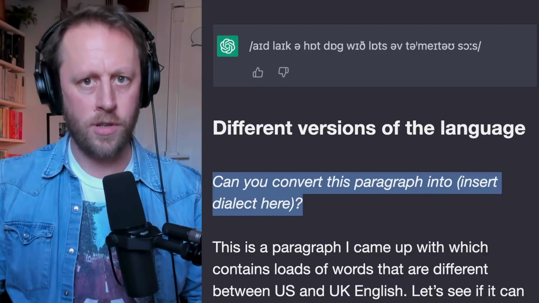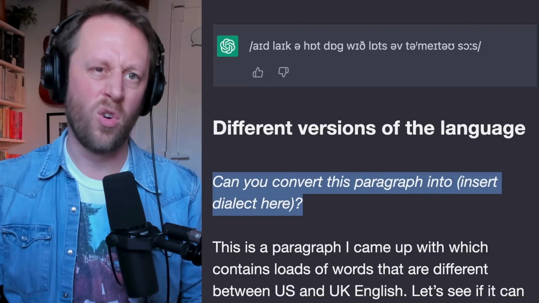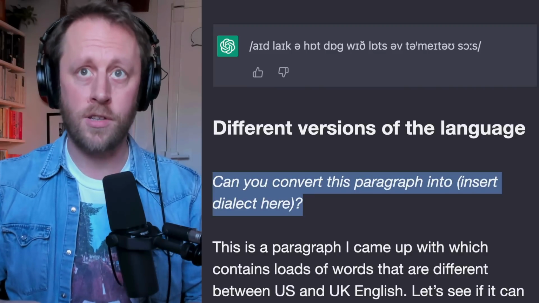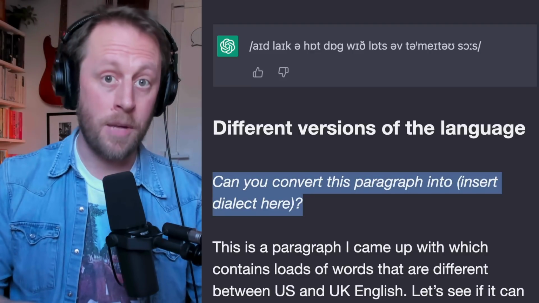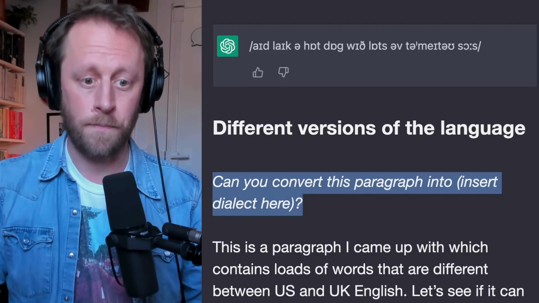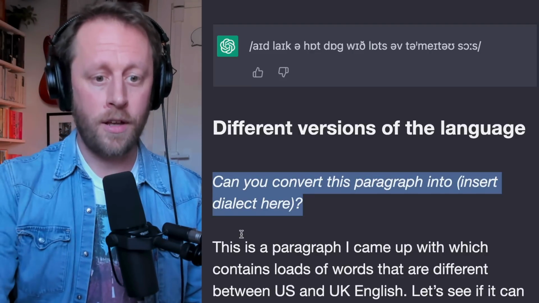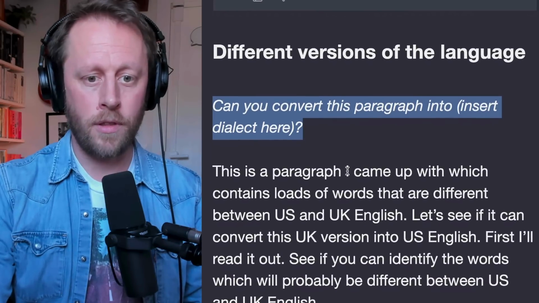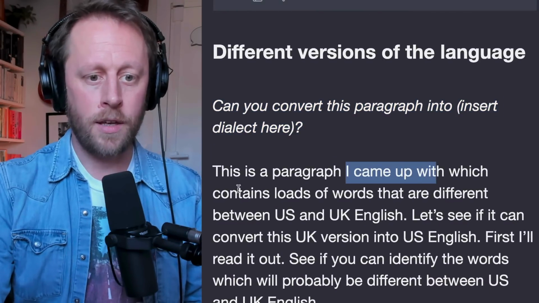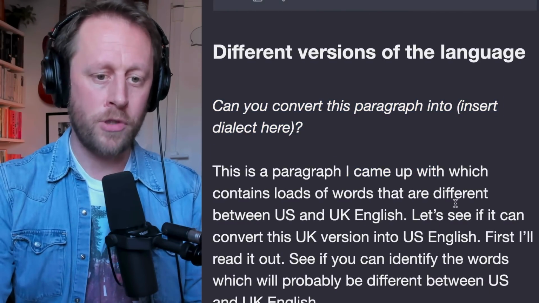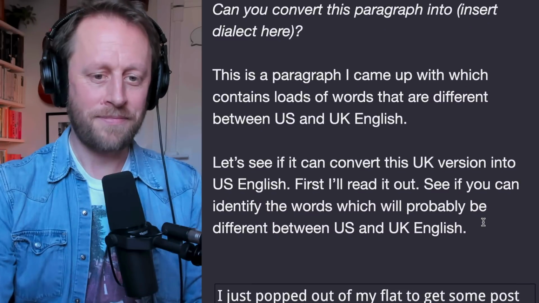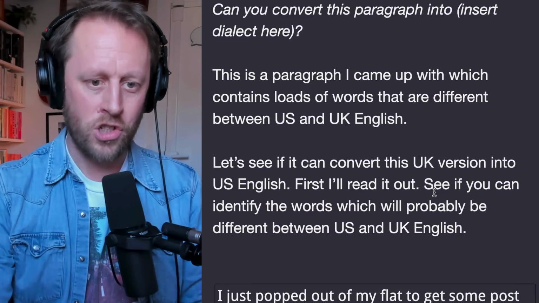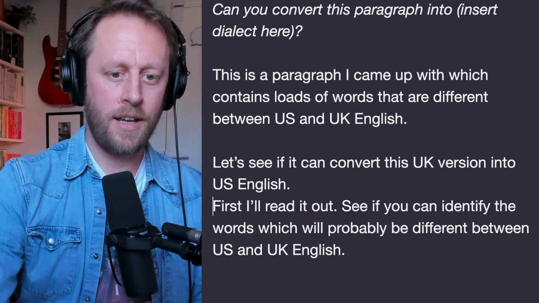So what I've done here is I've come up with a paragraph or a short story that is designed to test whether ChatGPT converts between British and American English effectively. Okay, so the paragraph I came up with contains loads of words that are different between US and UK English. So let's see if it can convert this UK version into US English. Now first, let's see if you can do it. Okay?